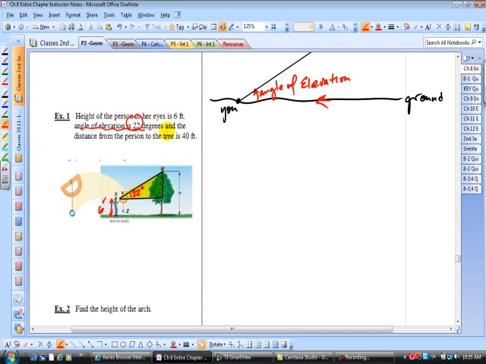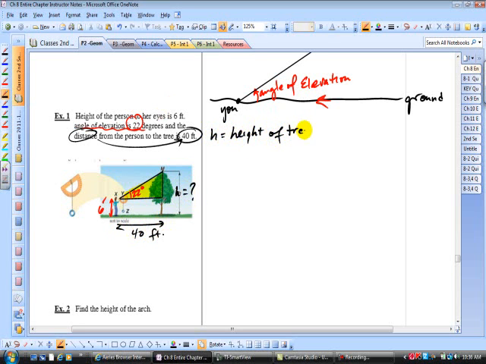Okay, and then it says here, and the distance from the person to the tree is 40 feet. Distance, 40 feet. So this distance here from the person to the base of the tree is 40 feet. The question is, and I forgot to write it in the problem here, what's the height of the tree? Okay, h is height. So h equals height of the tree.